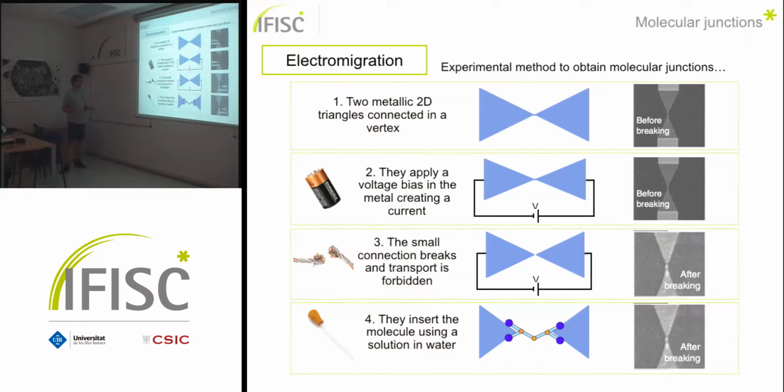And after that, we have a hole here that, if we are lucky, after putting a solution in water, if we are really lucky, a molecule puts in this gap, and we have a molecular junction. This is how it is created, and this is called electromigration.